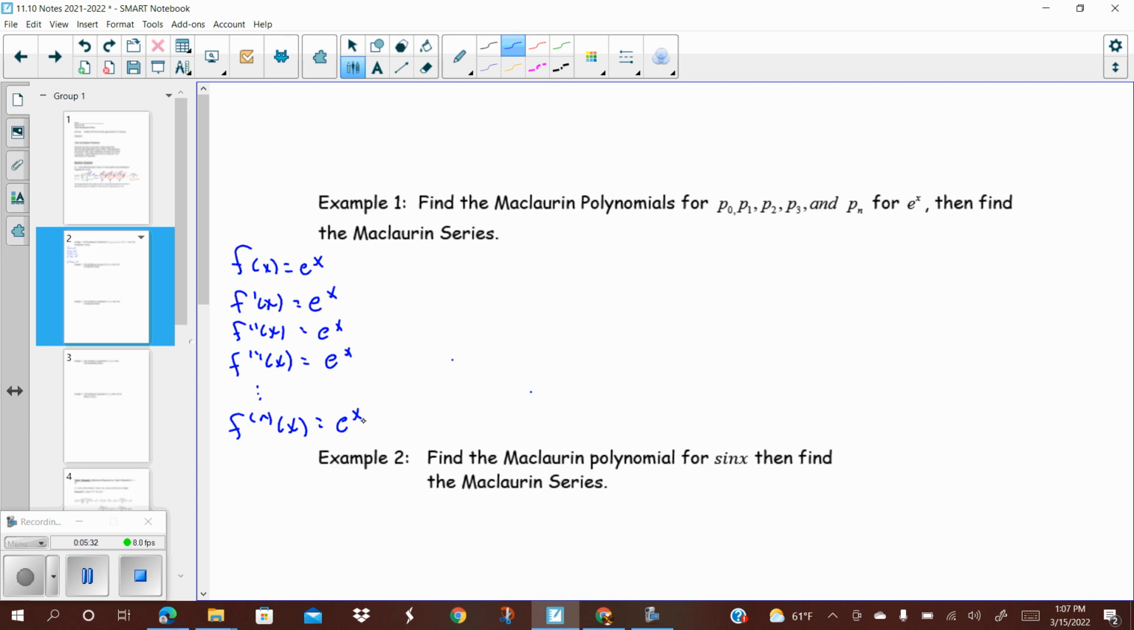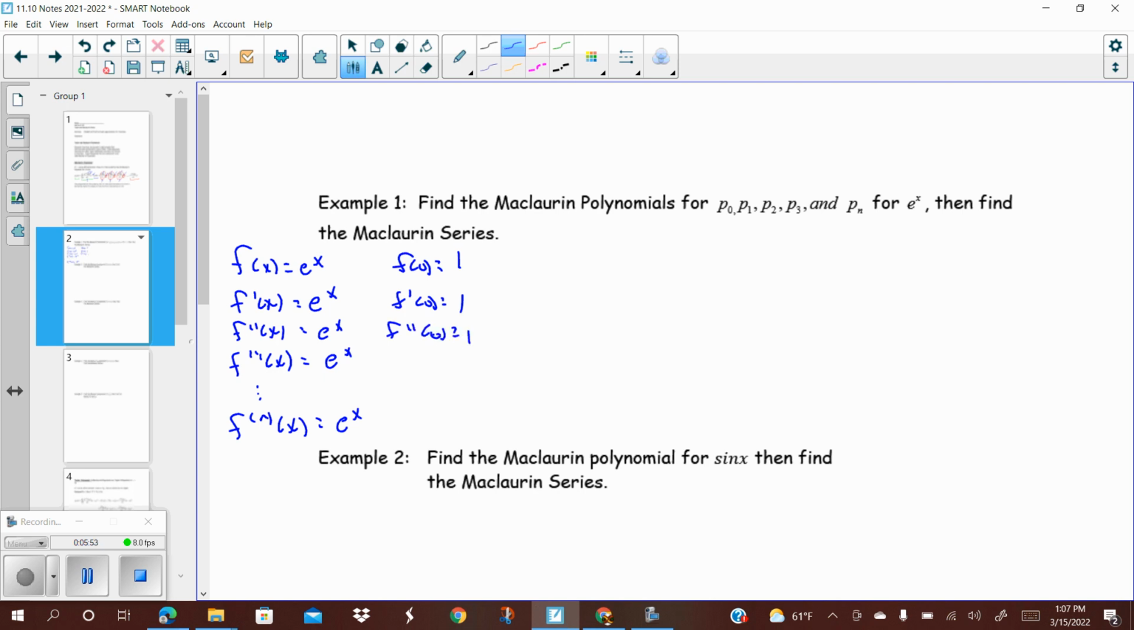Every derivative is e to the x. I need all of these evaluated at 0 because that's my center. So we're going to do f of 0. So e to the 0 is 1. We're going to do f prime of 0, which is also 1. As a matter of fact, they're all going to be 1 in this case.